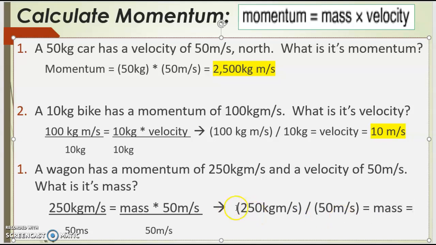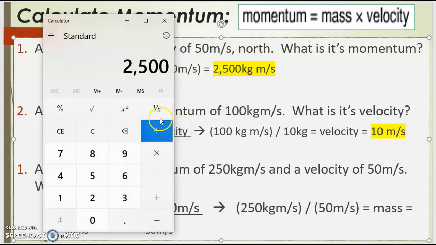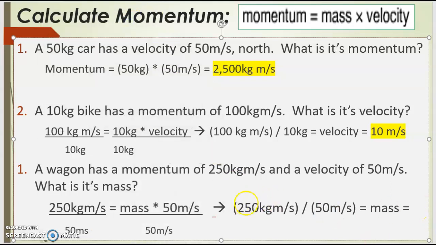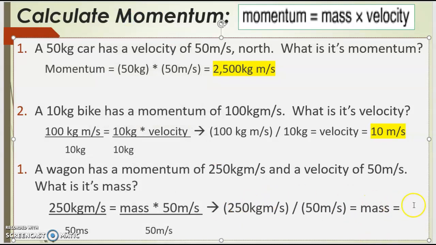So 250, let's get our calculator cleared out. The 250 comes first. Not only does it come first, but it's also on top. So that goes in the calculator first. 250 divided by 50 equals 5, right? But you can't just have 5. You actually have to have 5 and the units. So it's 5 what? Well, the units of mass are kilograms. It's 5 kilograms. Okay? And that's our answer there.